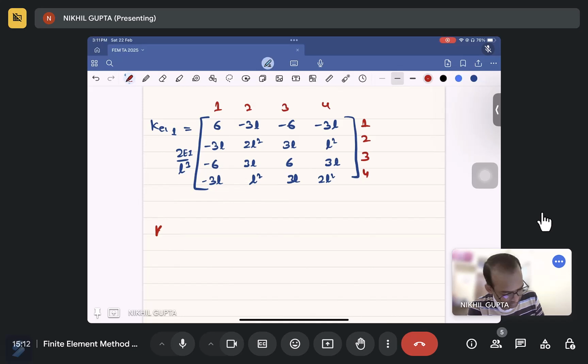Similarly, we will write K for element 2 as well. Since the length is the same, the matrix values will remain the same as the previous one, so we can directly write it.